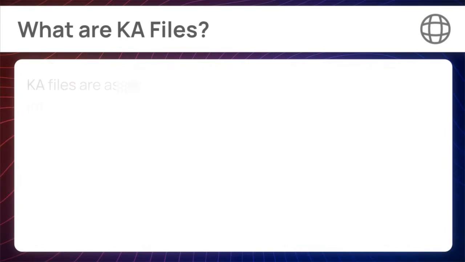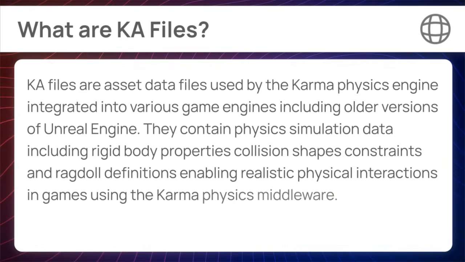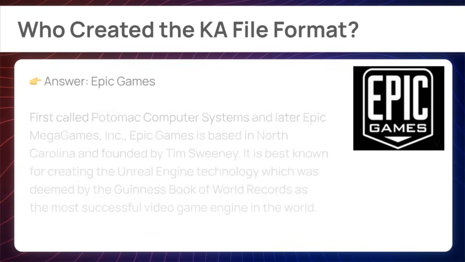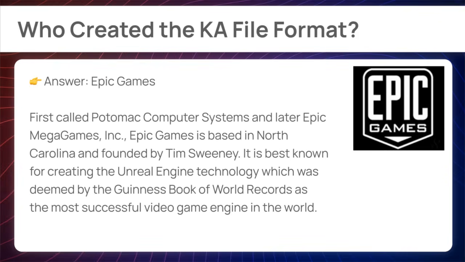KA files are asset data files used by the Karma physics engine, integrated into various game engines, including older versions of Unreal Engine. They contain physics simulation data, including rigid body properties, collision shapes, constraints, and ragdoll definitions, enabling realistic physical interactions in games, using the Karma physics middleware.